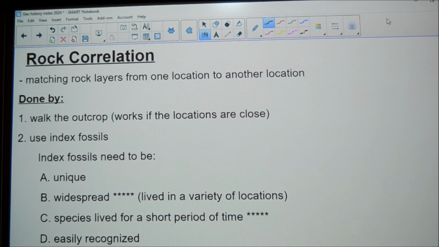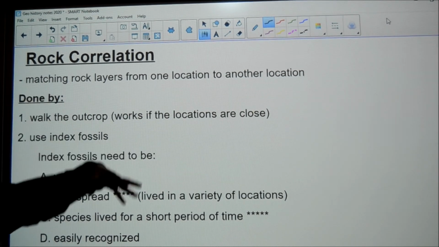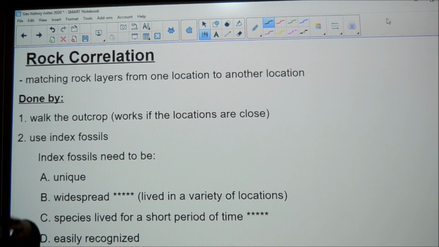Okay, good morning. We're going to talk about rock correlation today. So the whole idea, if I'm correlating something, that means I'm trying to match it up. So this one, I'm looking at the rock strata, or the rock beds, from one location, say Syracuse, and I'm looking at the rock strata from Cortland and Binghamton and Watertown, and then I'm going to try to match them up. That's done a couple different ways.